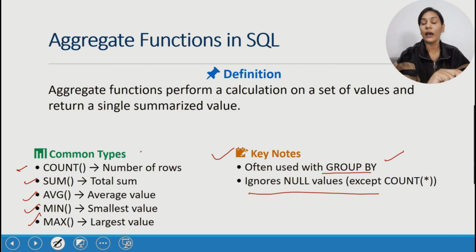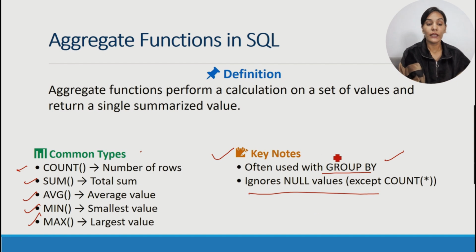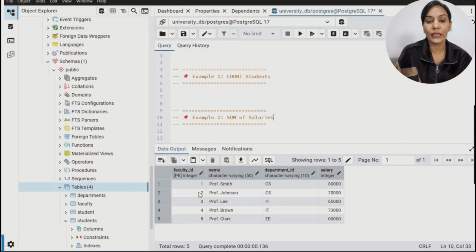Aggregate functions ignore null values except when we use the count asterisk symbol; at that time it counts the nulls. Otherwise, how can we ignore them? So this is all about aggregate functions. Now let's jump into the coding part and see how we can implement them.